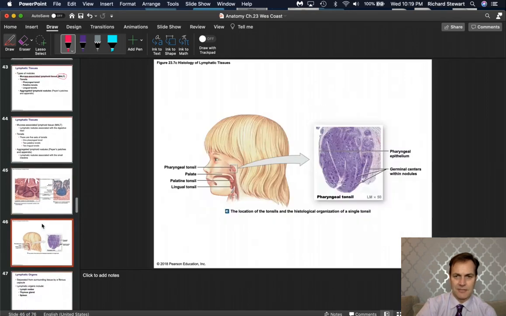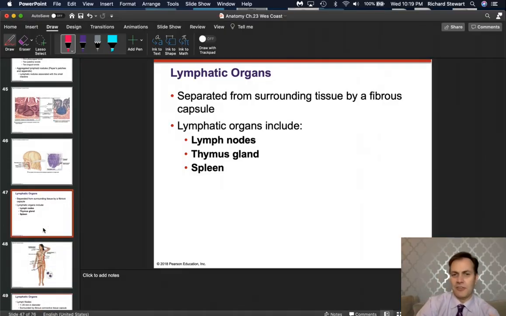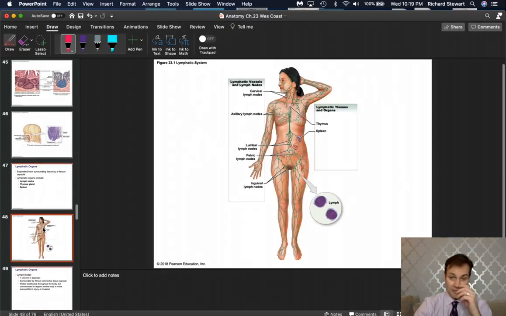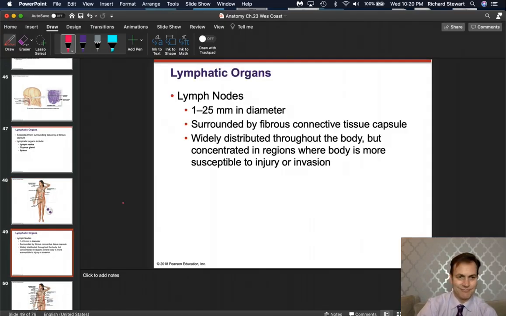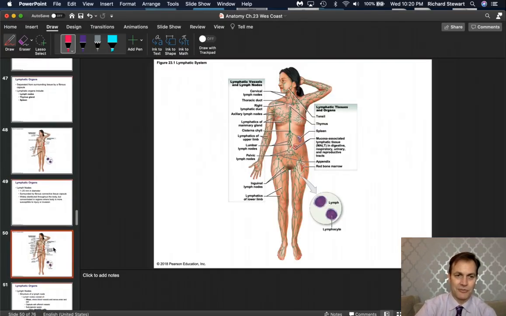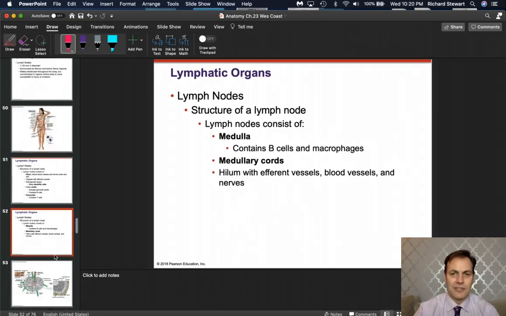Don't worry about all this stuff. Okay, lymph nodes, thymus gland, and spleen. These are lymphatic organs. Our thymus, we'll start off, I guess, won't go into all that. I'll show you a lymph node in a second.